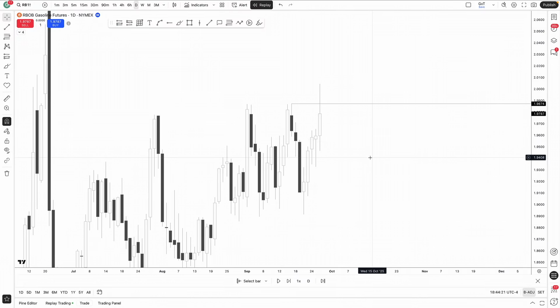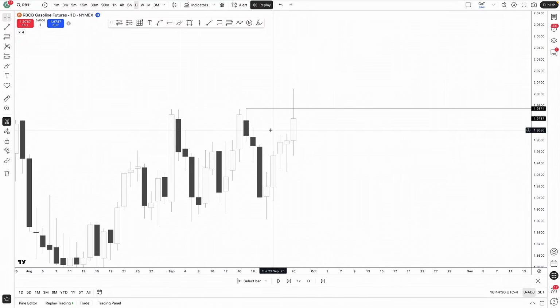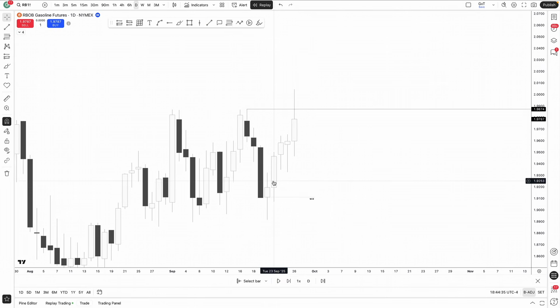Now let's go into another top-down example. Here we are on RB. Let's mark out that weekly profile. So here we go. Monday, we open up right here, the new weekly candle. And for this week, my draw on liquidity was actually all these lows, right?